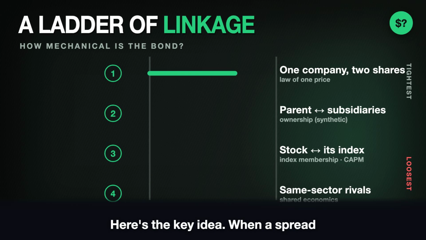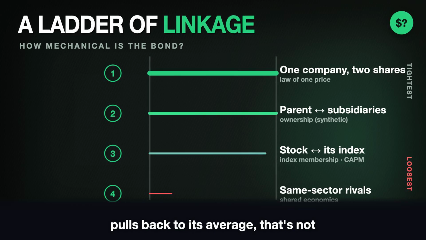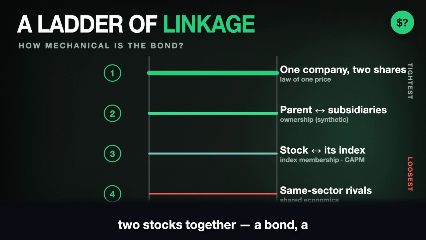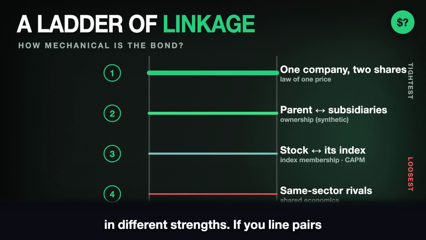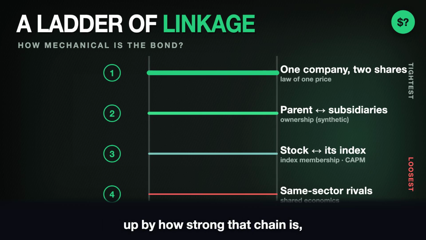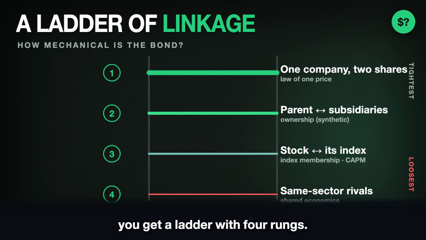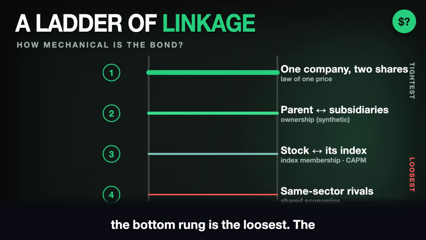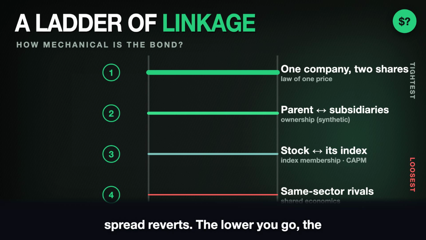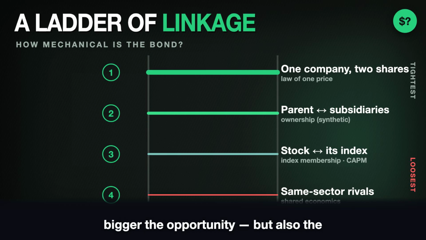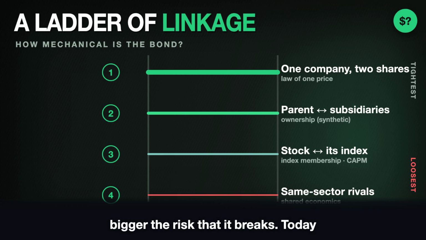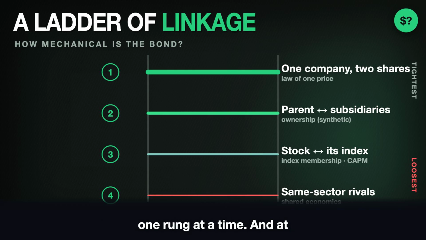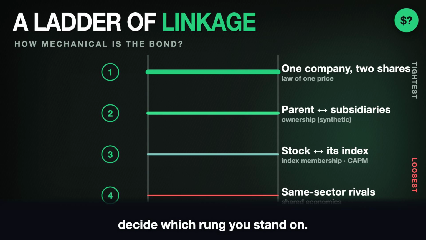Here's the key idea. When a spread pulls back to its average, that's not luck. It happens because something binds the two stocks together, a bond, a kind of chain, and that chain comes in different strengths. If you line pairs up by how strong that chain is, you get a ladder with 4 rungs. The top rung is the tightest bond, the bottom rung is the loosest. The higher you go, the more surely the spread reverts. The lower you go, the bigger the opportunity, but also the bigger the risk that it breaks. Today we're going to climb down that ladder, one rung at a time. And at the end, I'll tell you what should decide which rung you stand on.